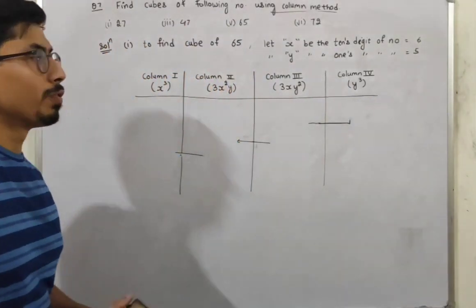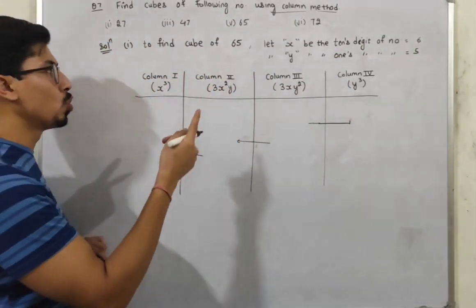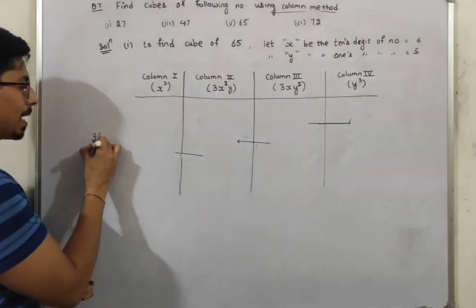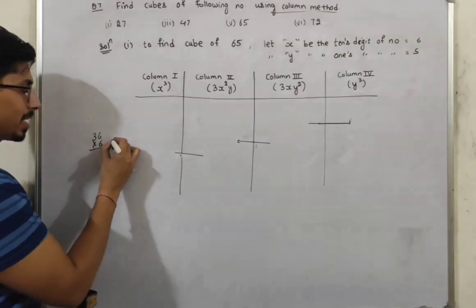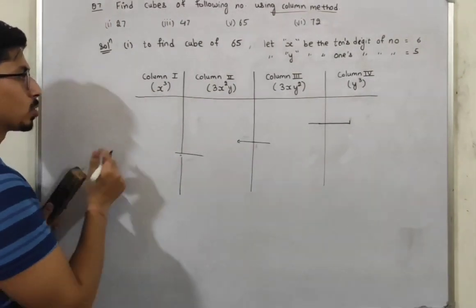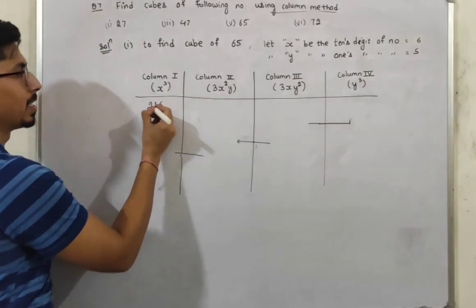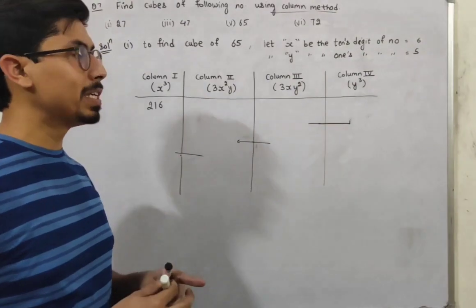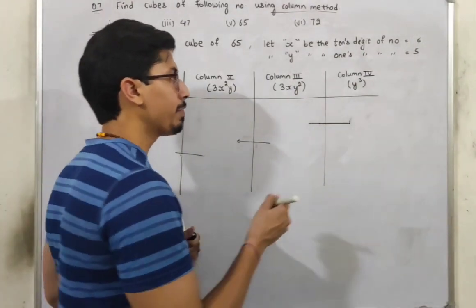See, now the value of x is 6. So 6 cube, 6 times 6 is 36, and 36 is multiplied by 6. It will be 216, students. Okay. Now the value of y cube. y cube is 5 cube, that is 125. Okay.